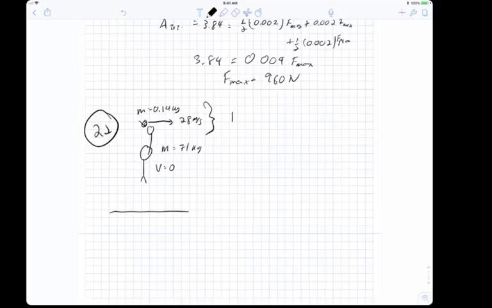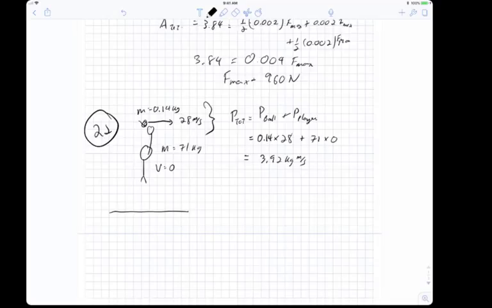So P total is going to be P the ball plus P the player. So the ball's mass is 0.14 and its velocity is 28. The player's mass is 71 and its velocity is 0. So that's 3.92 kilogram meters per second.